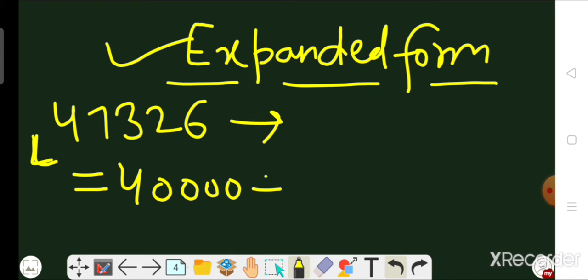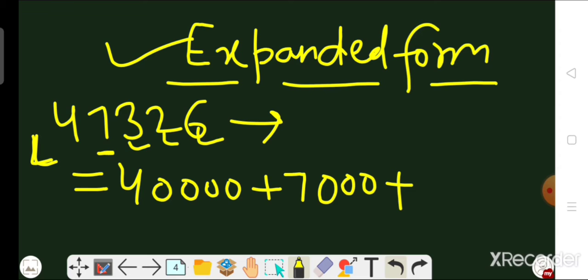Then we have to write the plus sign, and then we write the next digit, that is 7, and again in the same manner we count the number of places after 7, that is 3, and we put 000 after 7. Then again we put the sign of addition, and then the next digit, that is 3, and after 3 how many places do we have? 2. So here we have to write 300.